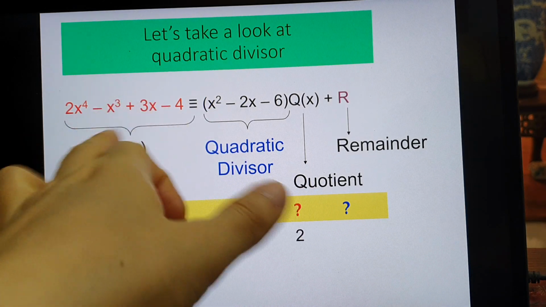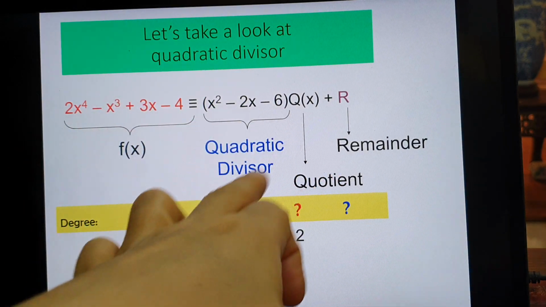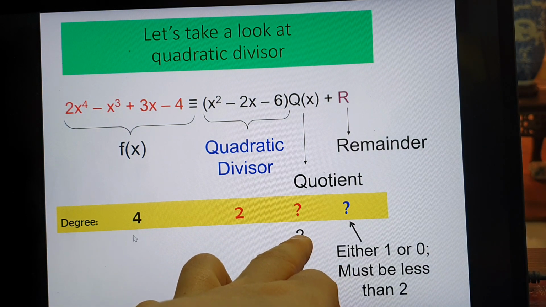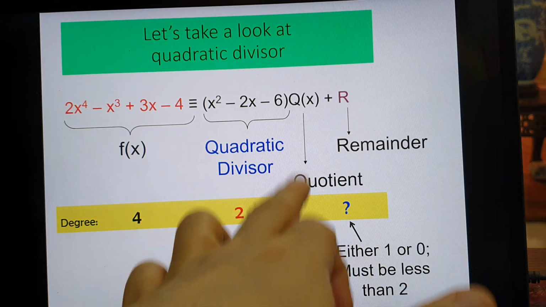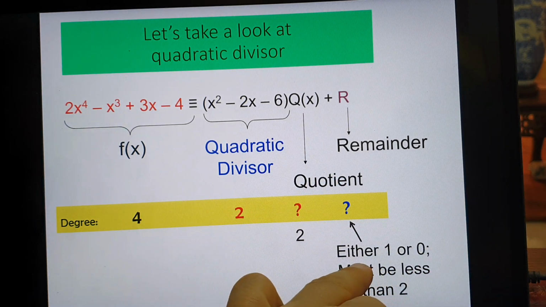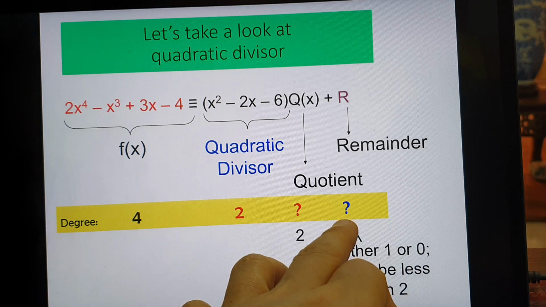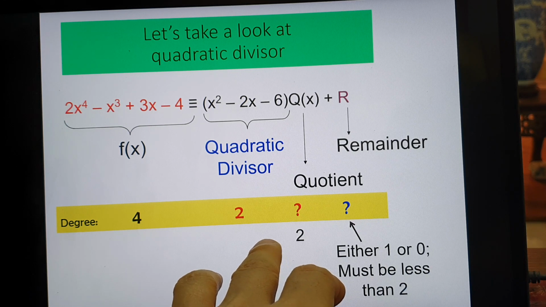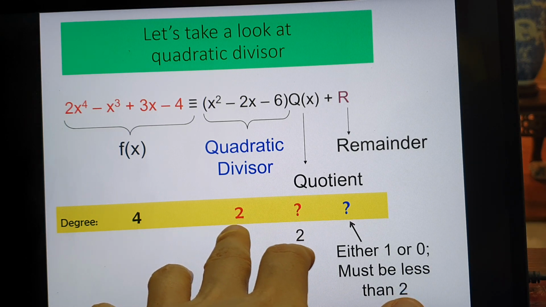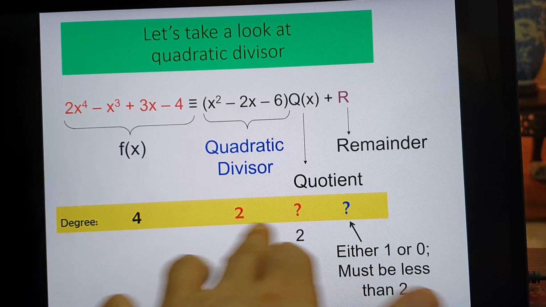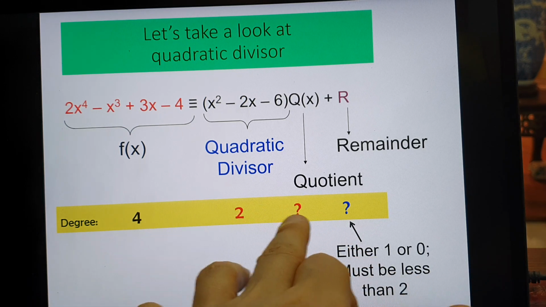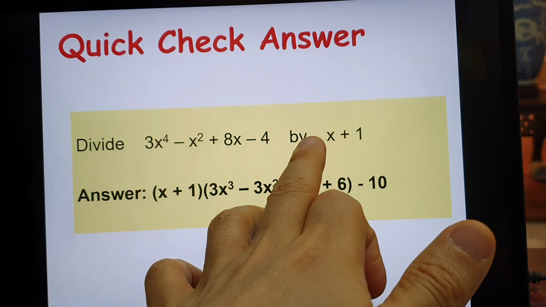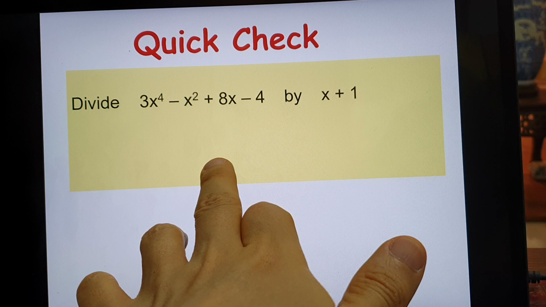if you take this divided by this, the quotient has to be degree 2, and then the remainder has to be less than 2. It cannot be 3 or whatever, because then something is very wrong, it won't match. So you now try to divide this by this, and then you see whether you can get the answer or not.